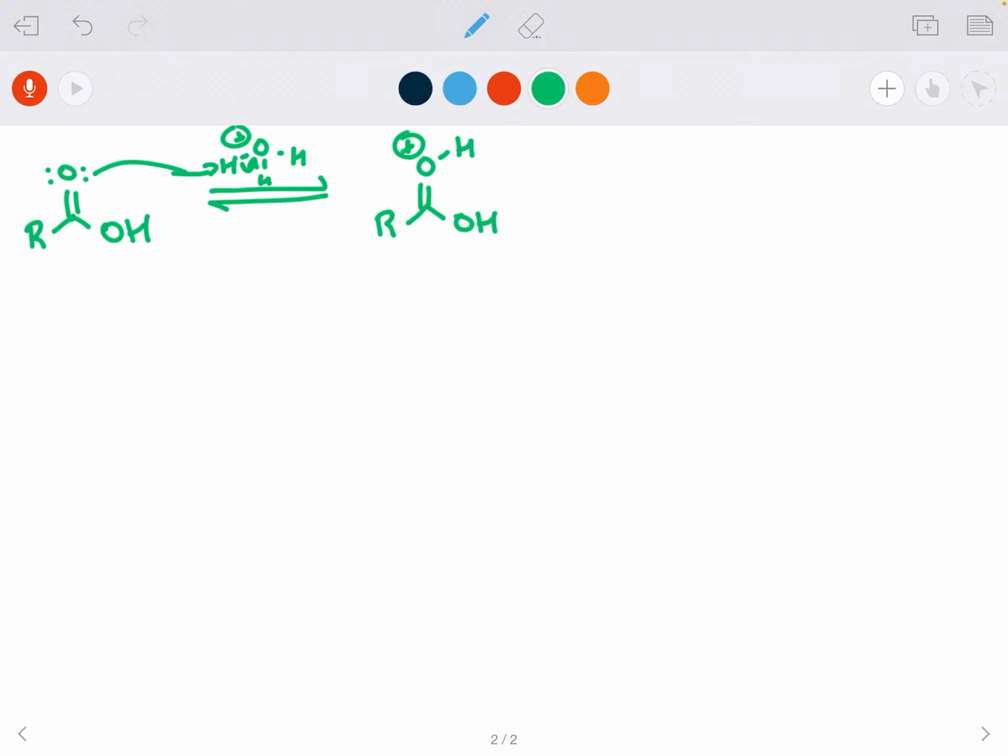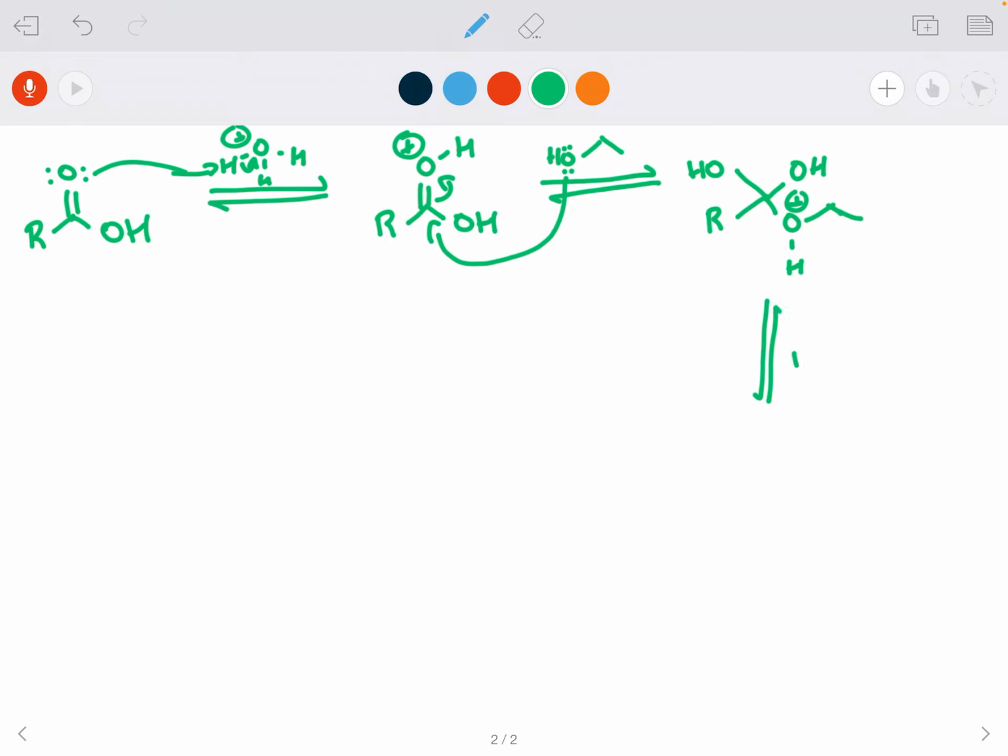Next is the nucleophilic attack, and this is going to be with whatever alcohol we're using. So in this case, I'm going to use ethanol. So ethanol comes in and attacks. Next, I'm going to need to deprotonate the hydrogen from the ethanol that was just added, since I have a positive formal charge on that oxygen. So to deprotonate, I'll use water.